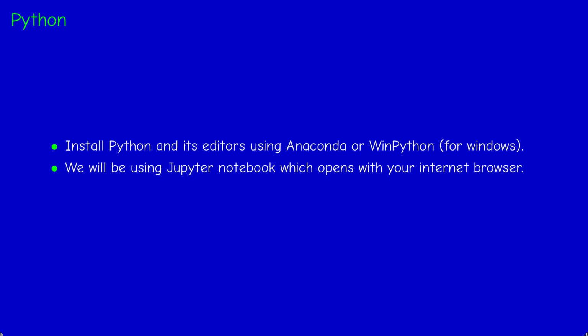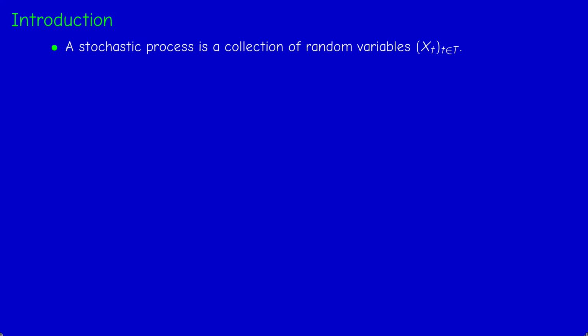Now I would like to introduce a little bit the course and what we are going to do, what we'll be talking about. So our subject is stochastic processes. What is a stochastic process? A stochastic process is a collection of random variables. So, of course, I hope you are familiar with the concept of a random variable, variable aléatoire, if you are French.